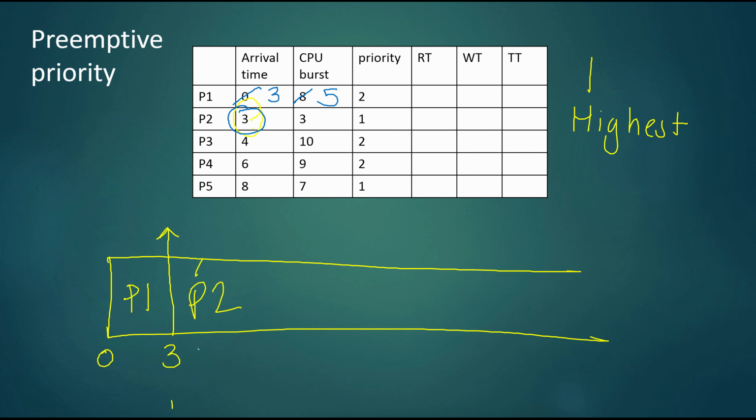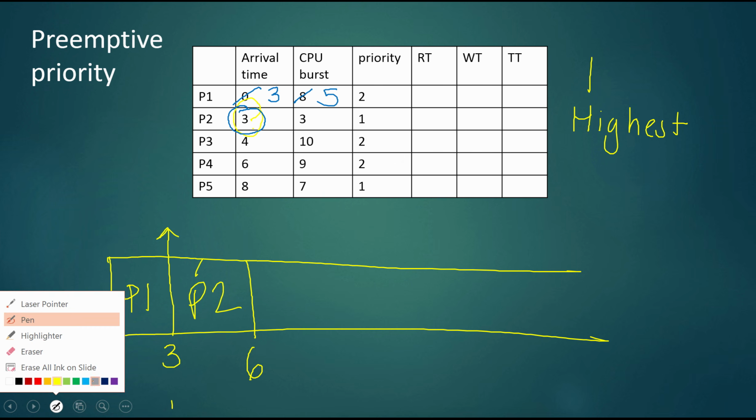Okay, so now the current time is 3, and P2 is going to go on the processor at time 3, and it has a CPU burst of 3. So P2 will be done at time 6. So let's just cross that off.